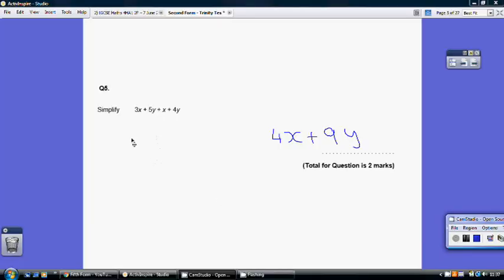Question 5. So to simplify this, we just have to gather like terms. So gather up the x's and gather up the y's. 3x plus x is 4x, and 5y plus 4y is plus 9y.